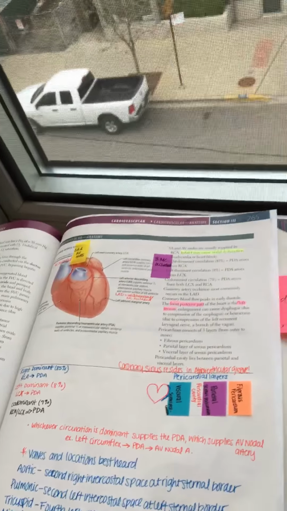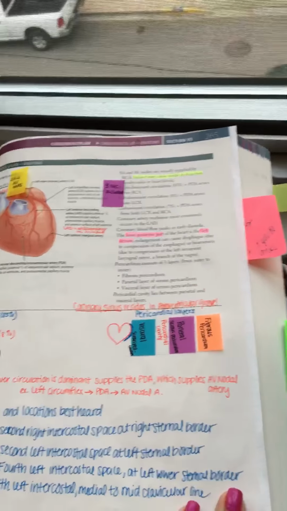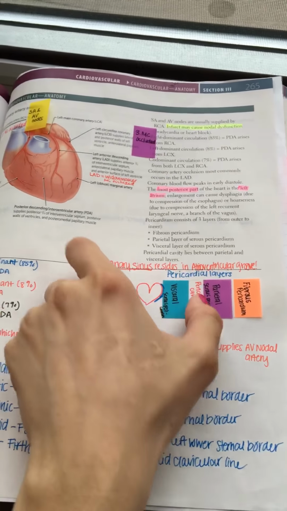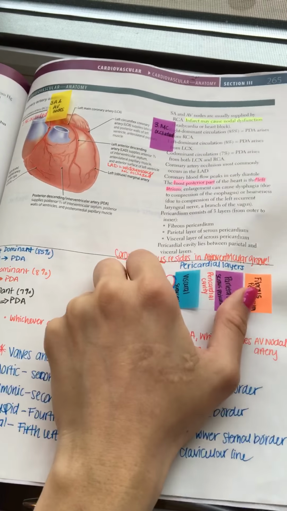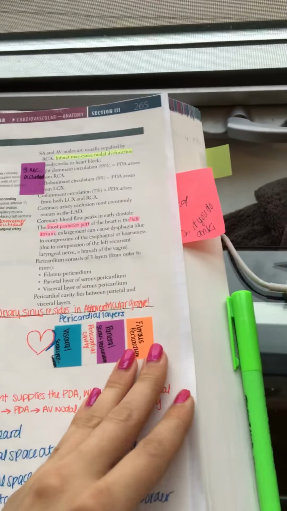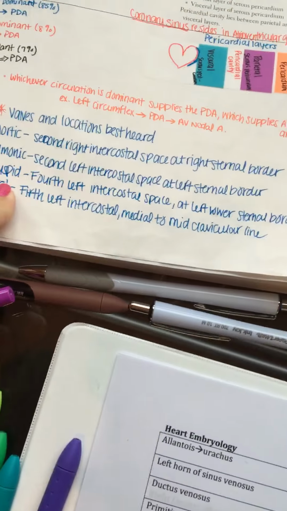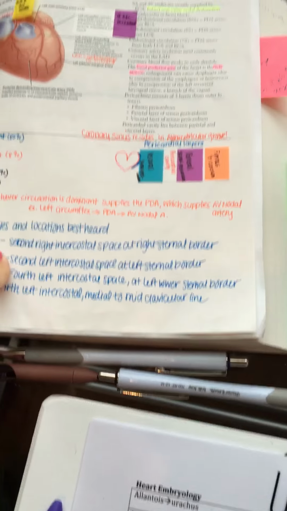The only page I do have written on with notes is like this. This is the different layers of the pericardial layer. I have that, and then the valves and the locations where they are best heard. I actually made those in a note card, so ignore that.